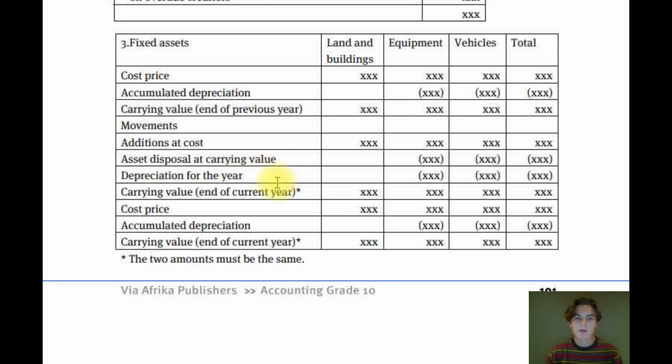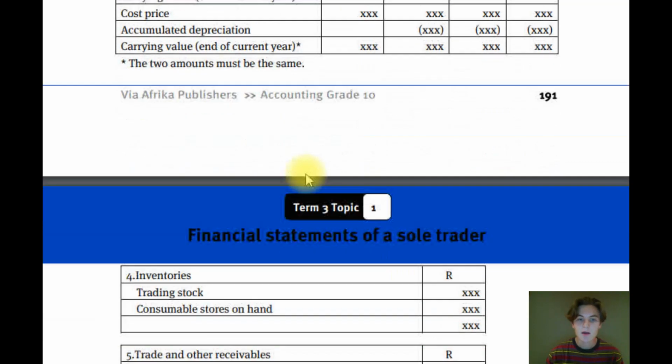And then you can use those figures to calculate your carrying value. However, this can be a little bit confusing as you have your additions as well as your disposals. So you have to factor those in, but I'll explain those to you in the next lesson. And then we can just calculate our cost price, accumulated depreciation, and our carrying value at the end of our current year. And I'll explain that as well in the next lesson.